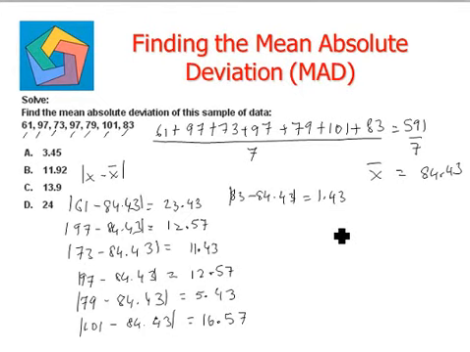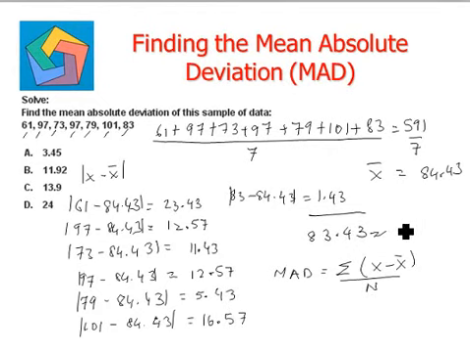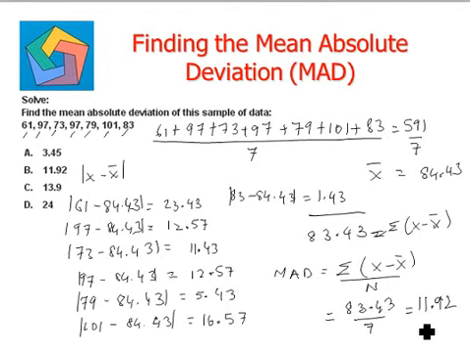Now we'll find the sum total of all these deviations, and we get 83.43. Now the mean absolute deviation MAD equals the summation of absolute x minus x bar divided by n. The sum total of all the deviations is 83.43, divided by 7, and finally we get 11.92. This is the final answer, which can be seen in option B.